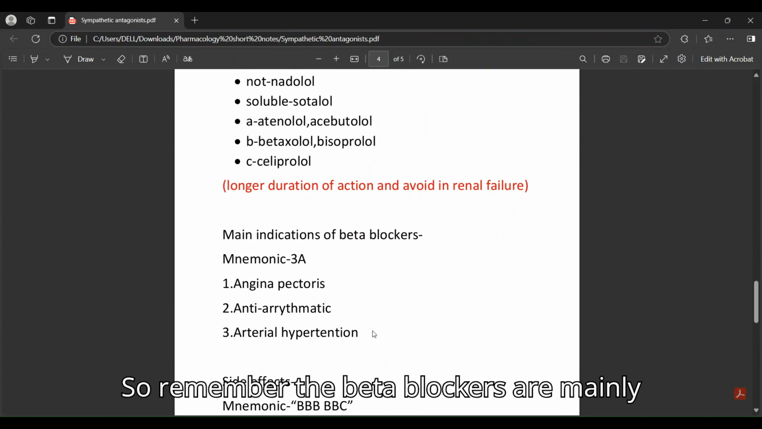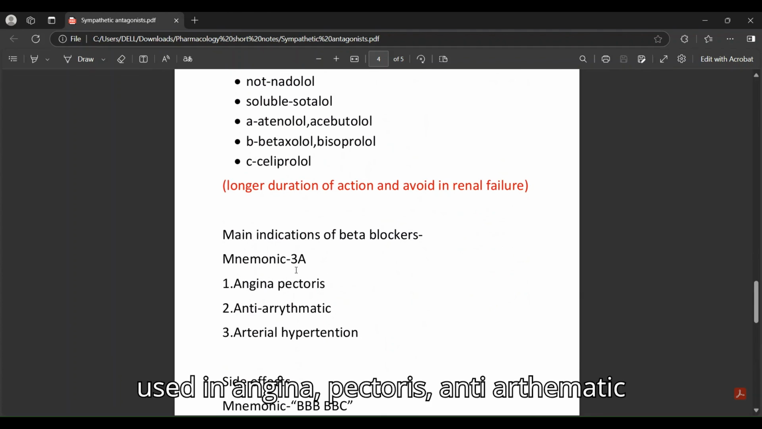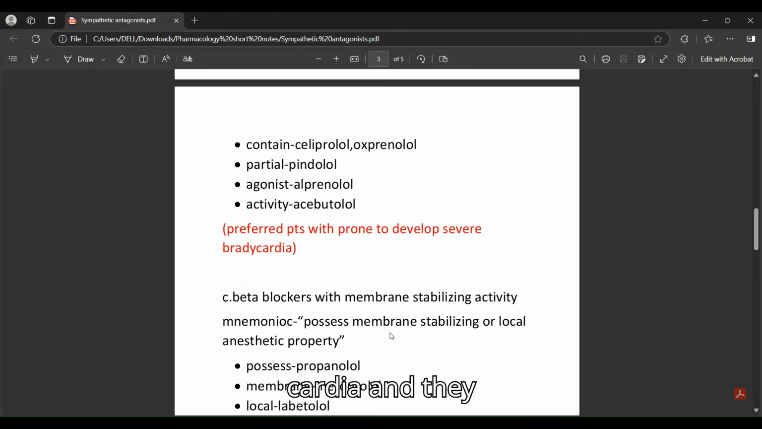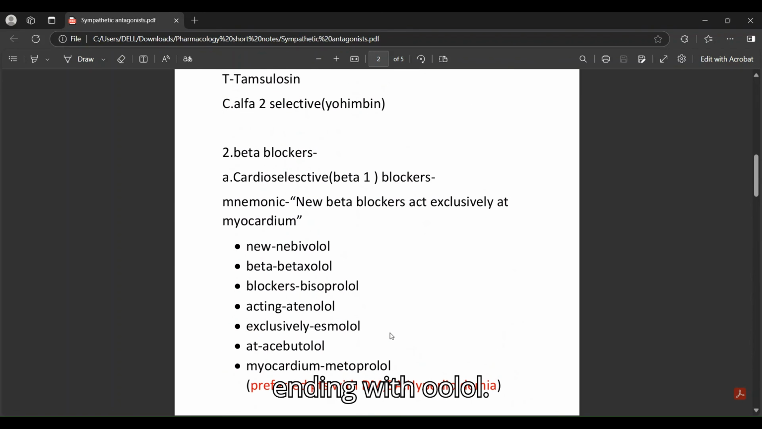So remember, beta blockers are mainly used in angina pectoris, antiarrhythmic, and arterial hypertension. All the mnemonics are there, and they end with olol.